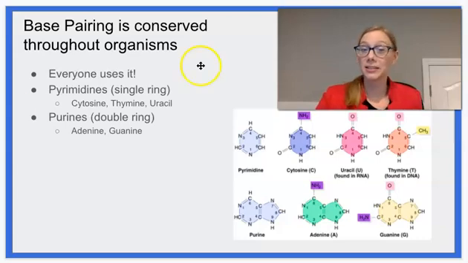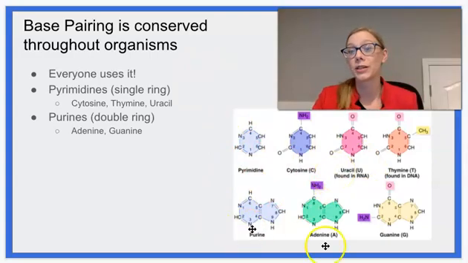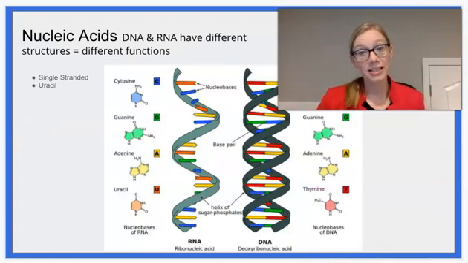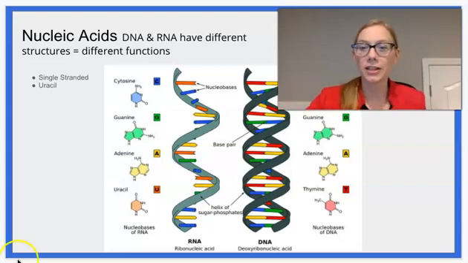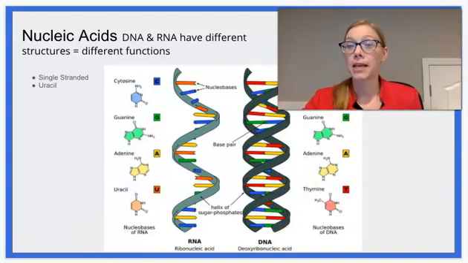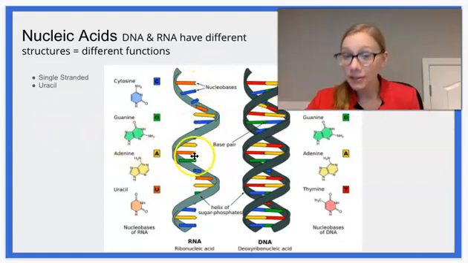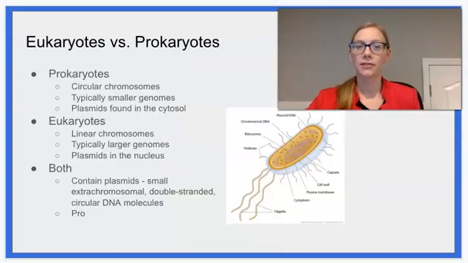We talked about pyrimidines being single-ringed, right? And here are your single-ringed pyrimidines. And we talked about purines being double-ringed. So nucleotides have a slightly different structure in DNA and RNA, which means they're put together differently, and they're going to have slightly different functions. When we look at DNA, DNA is going to be double-stranded, and it's going to have adenine and thymine, right? And then when we look at RNA, RNA is single-stranded, and it's going to have uracil, no thymine. So remember that structure for later on.